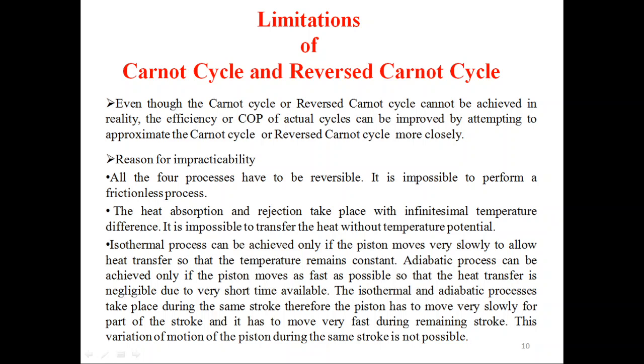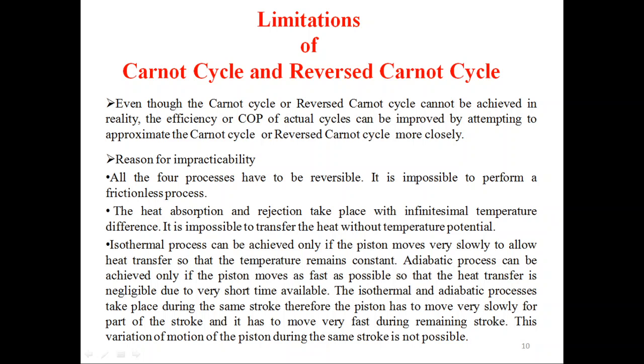Next point is the heat absorption and rejection take place with infinitely small temperature difference. It is impossible to transfer the heat without temperature potential. As we are saying, we are supplying heat keeping the temperature constant in case of isothermal process. Third point is isothermal process can be achieved only if the piston moves very slowly to allow heat transfer so that the temperature remains constant, as we have done for the process in case of Carnot cycle 1, 2 and 3, 4.